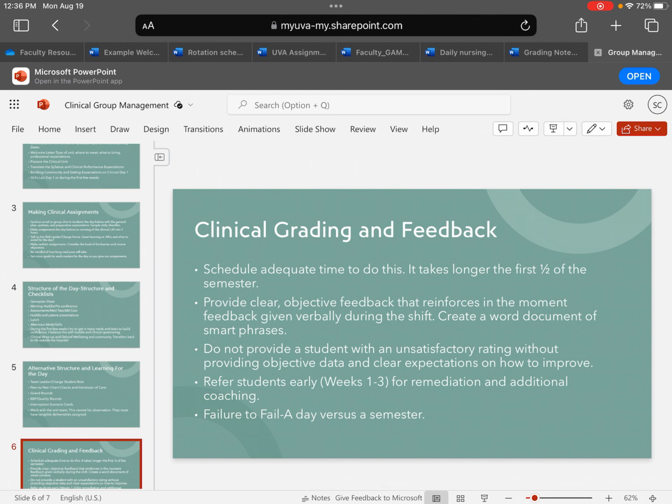Instead of them taking objective data and feedback and clear expectations of how to improve, that gives them the time to prepare so that their performance improves for the next week, or they seek out additional support and resources at their particular school before they come back to clinical the next week.